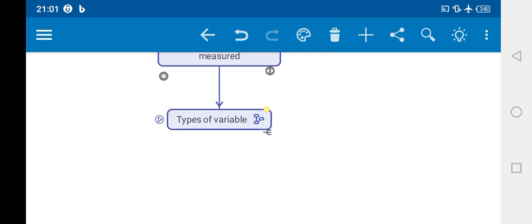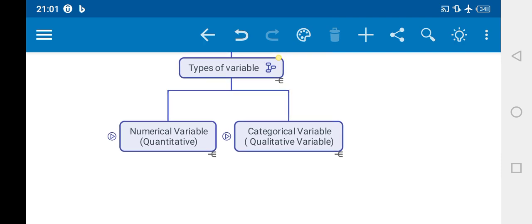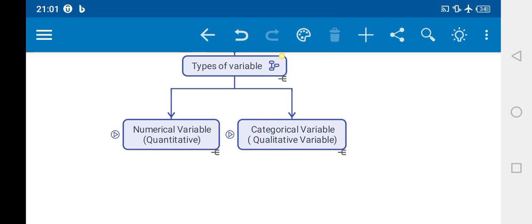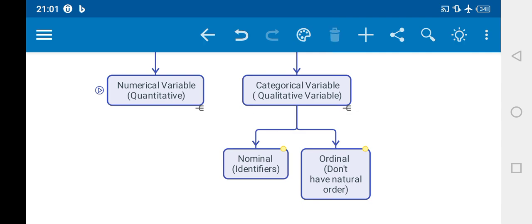So is there any type of variable? Yes, there are two broad types of variable. One is numerical variable and the second is categorical variable. Numerical variable is also called quantitative variable, and categorical variable is also called qualitative variable. The categorical variable is further divided into two subcategories. One is nominal and the second is ordinal.